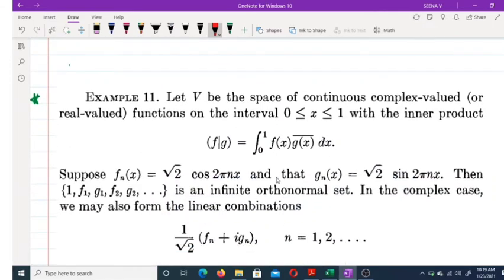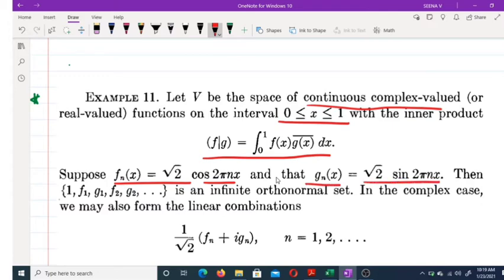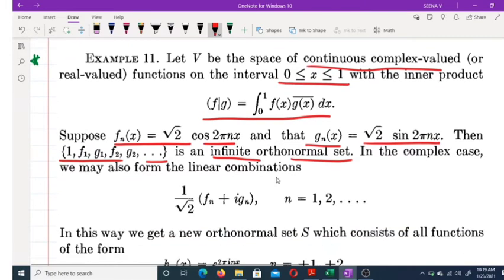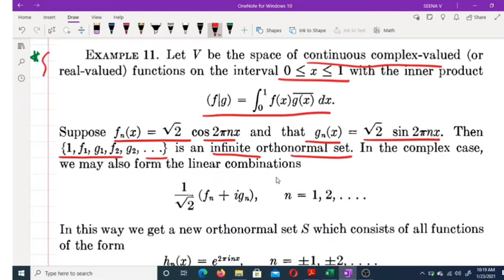Here is another example. Let V be the vector space of continuous complex valued functions on the interval 0 less than or equal to x less than or equal to 1, with the inner product defined like this. Suppose f_n(x) is equal to this and g_n(x) is equal to this. Then 1, f1, g1, f2, g2, etc. is an infinite orthonormal set. This we will prove; I will give a seminar on this. Just note this problem.